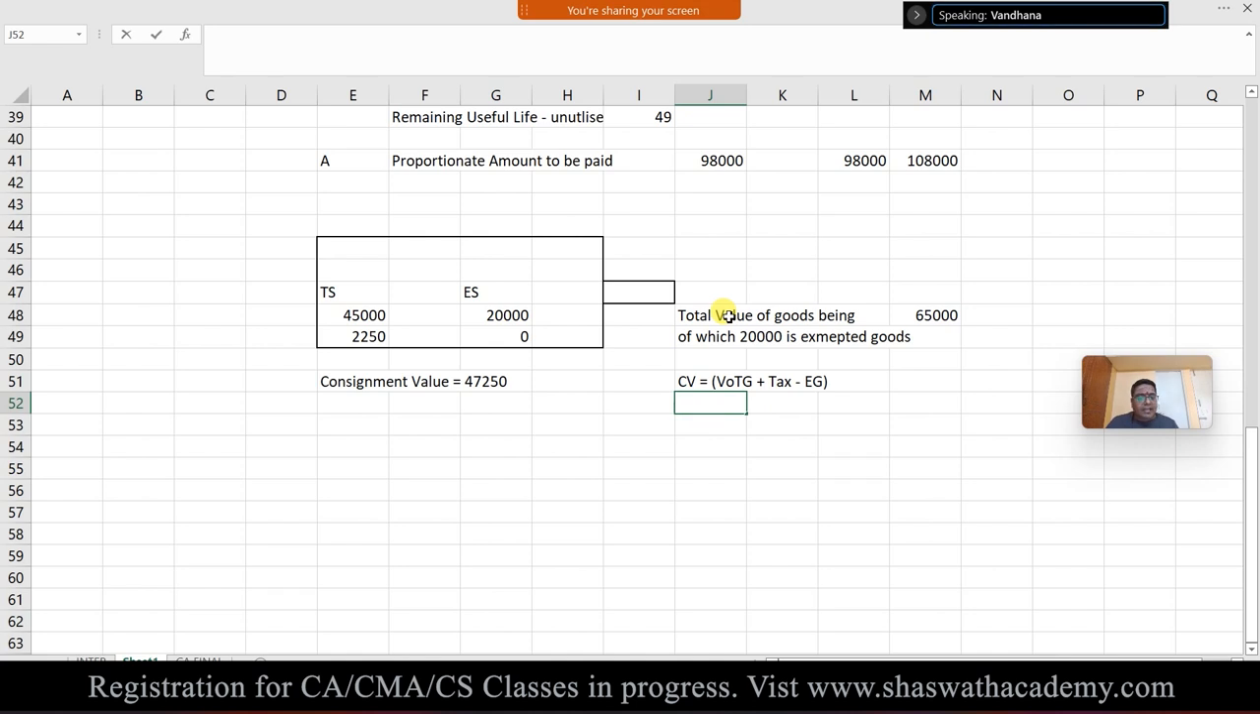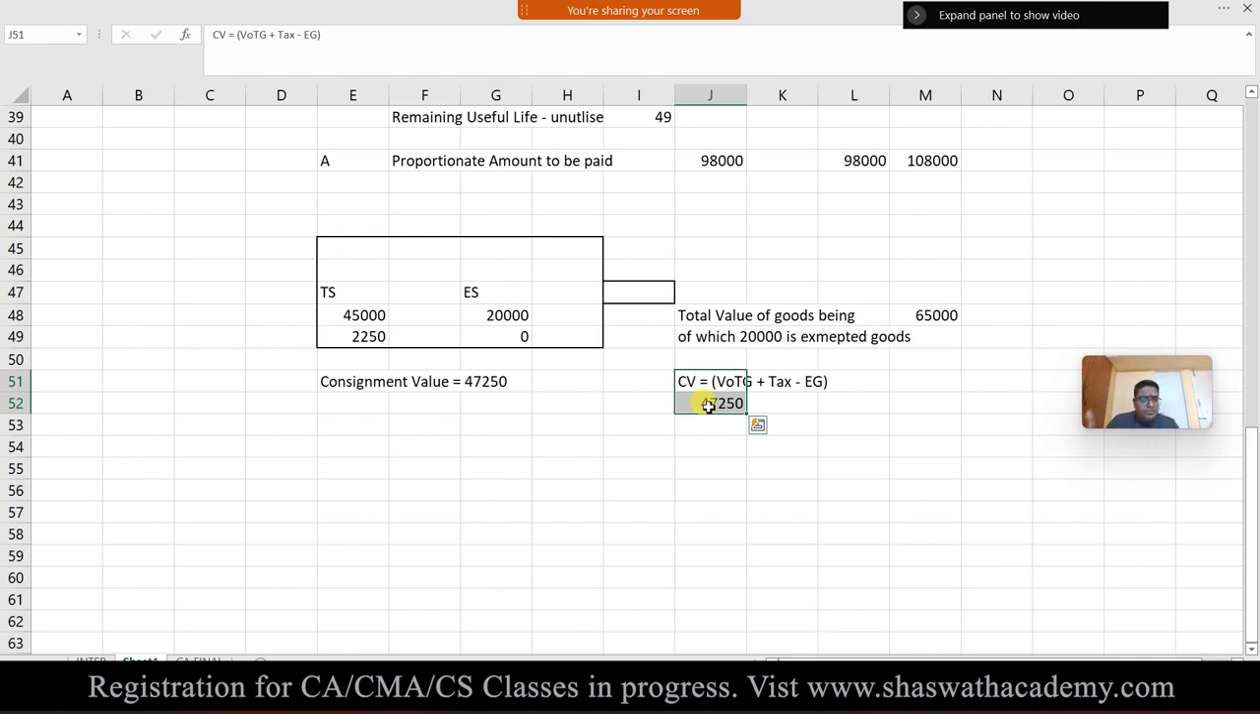And here when I say value of taxable supply, it is not directly the value of taxable supply. You will take everything because the question says 65,000 in total. Plus tax. When I go for tax, I know 65,000 minus 20,000 is an exempted product. On this only 5% I would have applied. Minus 20,000, might be somewhere I would have missed the brackets improperly. This is how it has to be, my dear. And if you arrive at 47,250, that will be the consignment value.